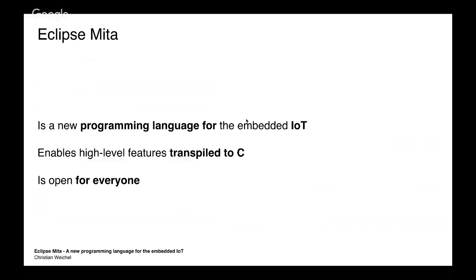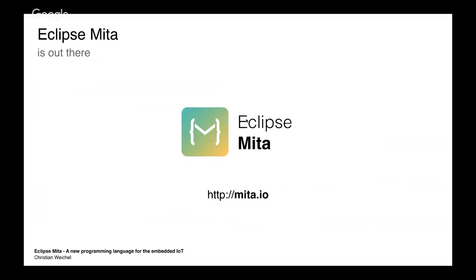So to sum up, Mita is a new programming language for the embedded IoT, which enables high-level features that are transpiled to C, and it is open for everyone. We're proudly an Eclipse IoT project, and if you're interested in getting engaged with Mita, we are on the Eclipse Mattermost, or come and find us at mita.io. Thank you very much.